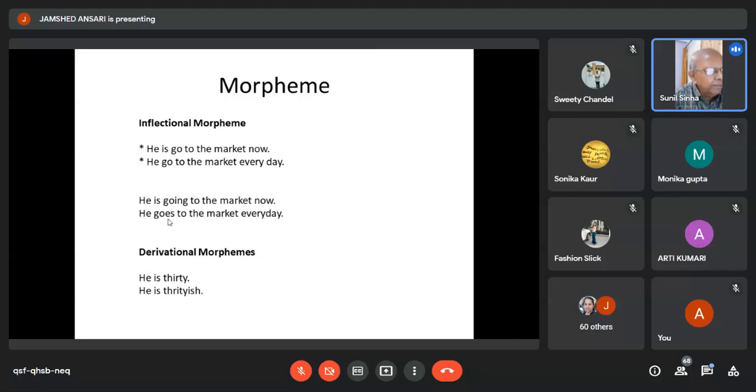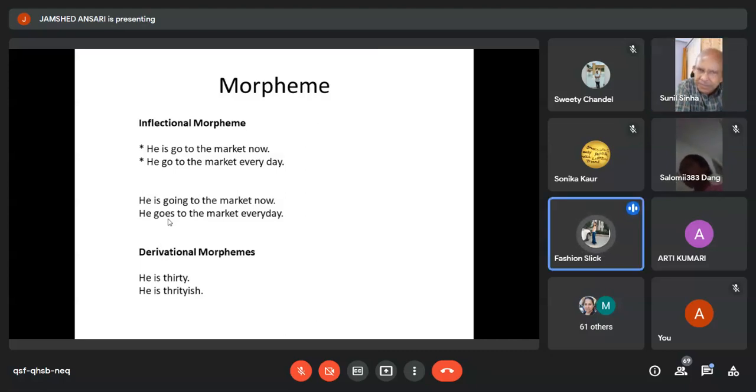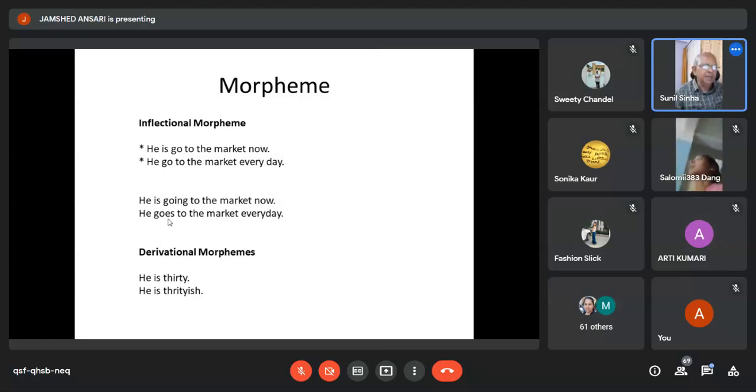Similarly, "he go to the market every day." What's wrong in this? You understand the sentence. You will say, yes, I can understand the meaning of the sentence, but the sentence is not grammatical. You should add es to go and then it becomes grammatical. So now you tell me, do we need ing on go and es on go to make the meaning clear or to make the sentence grammatical? To make the sentence grammatical, not to make the sentence meaningful. The sentence is meaningful, but it may not be grammatical.